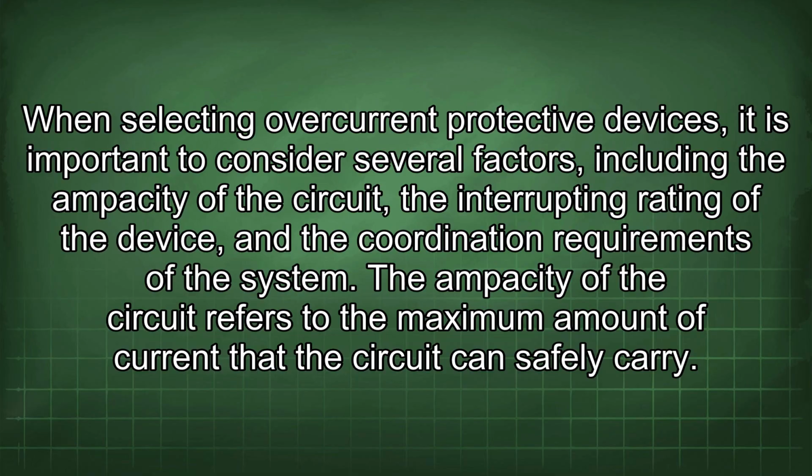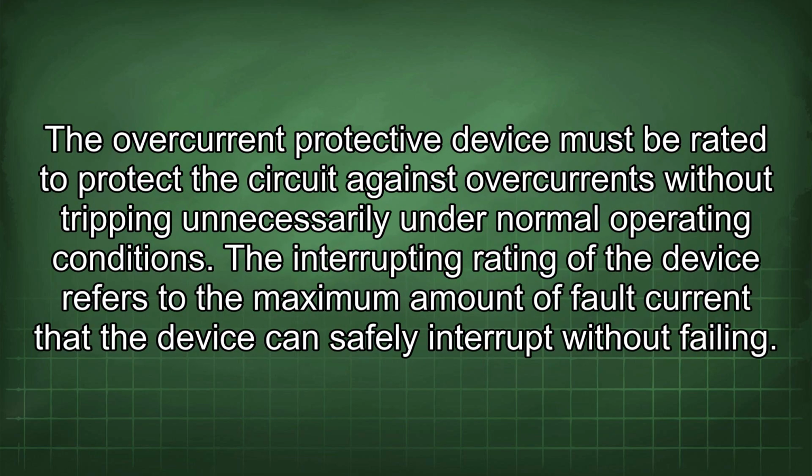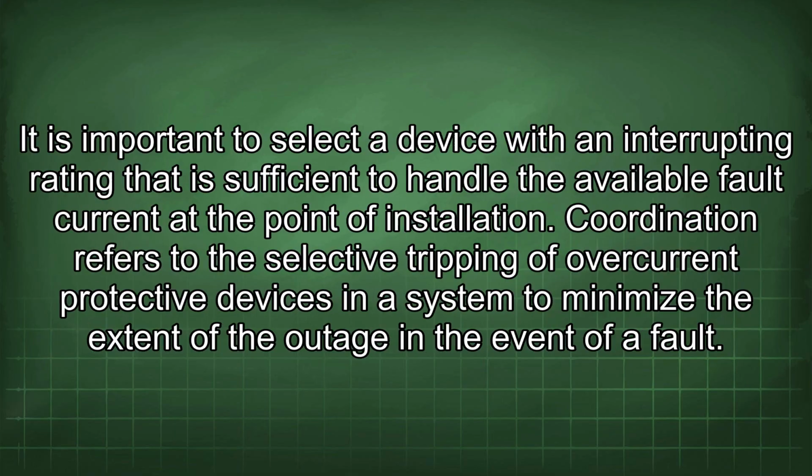When selecting overcurrent protective devices, it is important to consider several factors, including the ampacity of the circuit, the interrupting rating of the device, and the coordination requirements of the system. The ampacity of the circuit refers to the maximum amount of current that the circuit can safely carry. The overcurrent protective device must be rated to protect the circuit against overcurrents without tripping unnecessarily under normal operating conditions. The interrupting rating of the device refers to the maximum amount of fault current that the device can safely interrupt without failing. It is important to select a device with an interrupting rating that is sufficient to handle the available fault current at the point of installation.